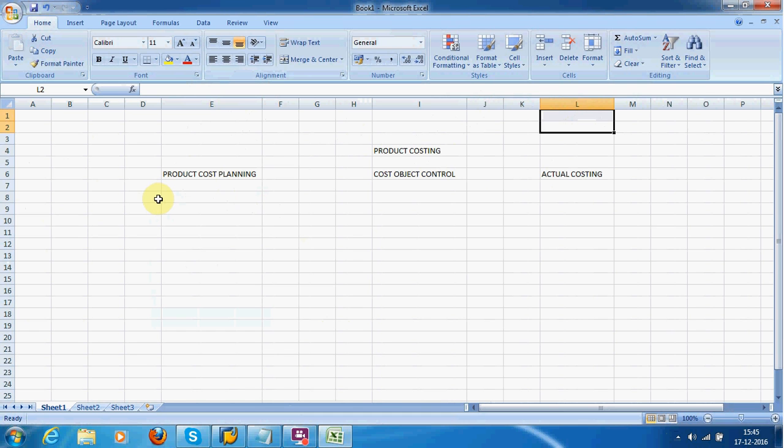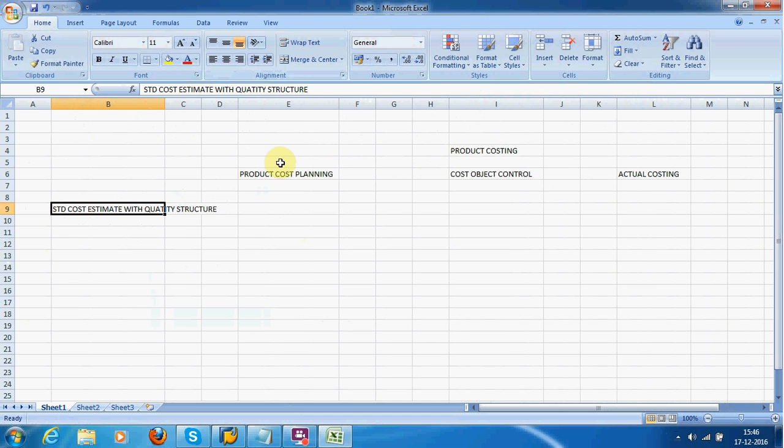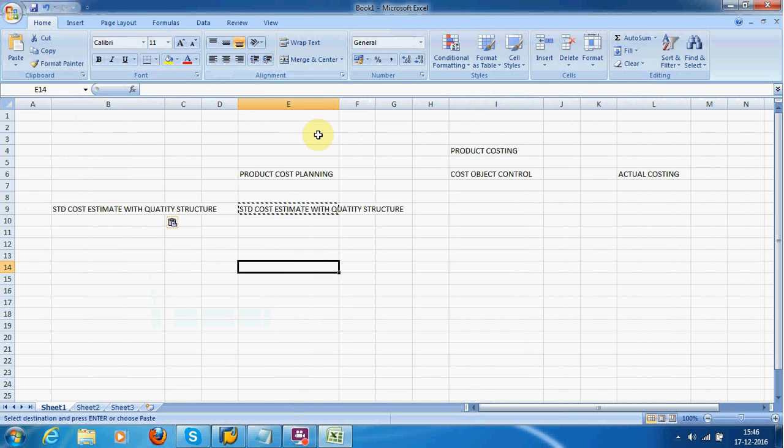Again, in product cost planning we have two scenarios. The first one is standard cost estimate with quantity structure, and the next one is standard cost estimate without quantity structure. These are the two things we have in product cost planning.